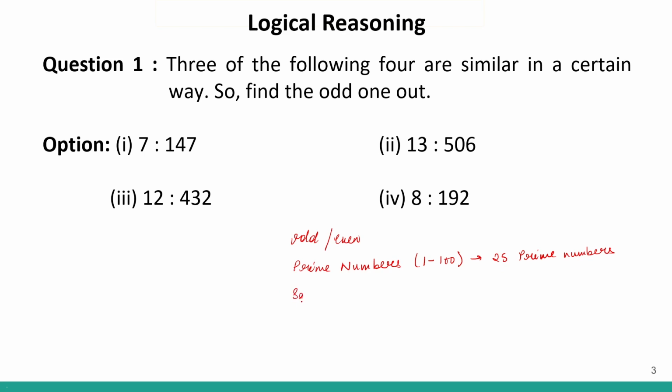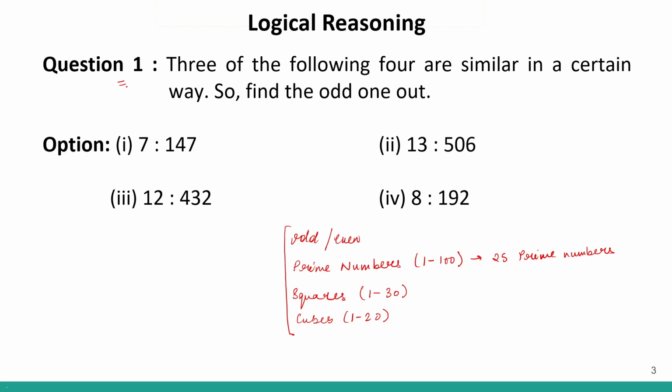Then you should know the squares of at least 1 to 30. This is the minimum. If you know more than this, that is good. And you should know the cubes of at least 1 to 20. This much information should be memorized by you in order to solve questions like these. So let us look at question number 1.